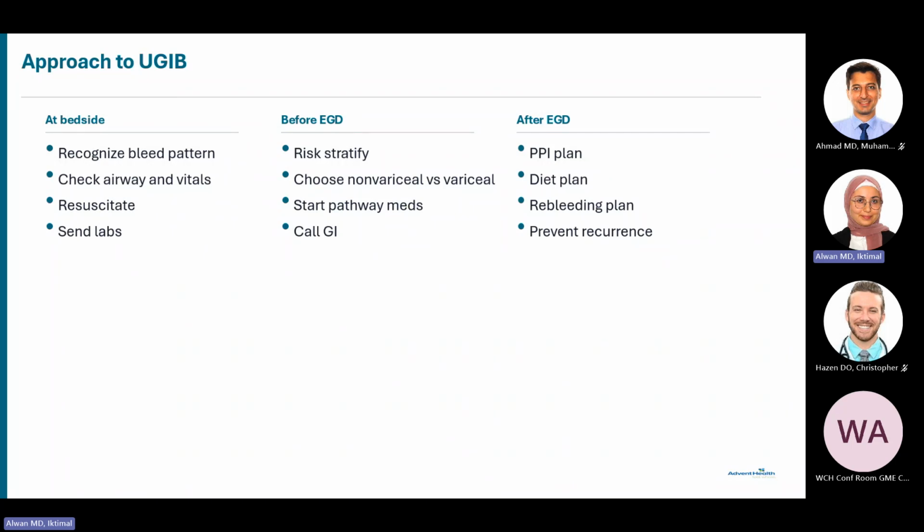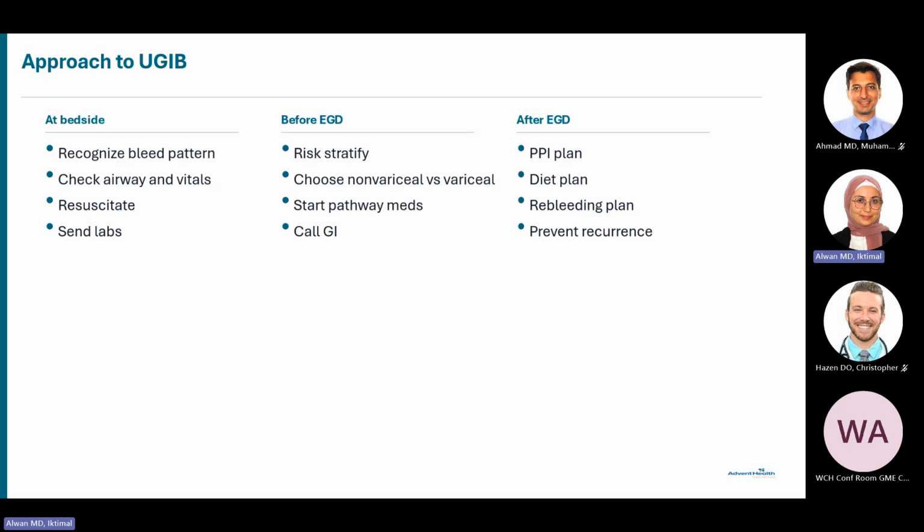We have two parts in the management. We have before endoscopy and we have after endoscopy. First step before endoscopy is to stratify how severe is the case. We're going to think, is it variceal bleeding versus non-variceal bleeding, because management differs a lot between those two. And we're going to consult GI. Of course, we're going to call them, especially if the patient is actively bleeding, we're not going to wait.